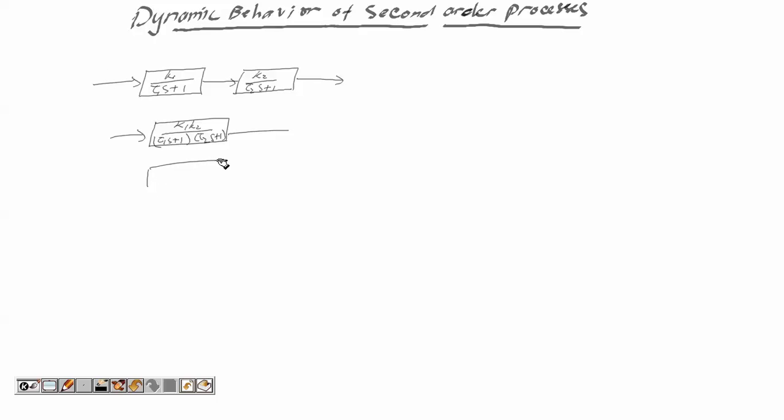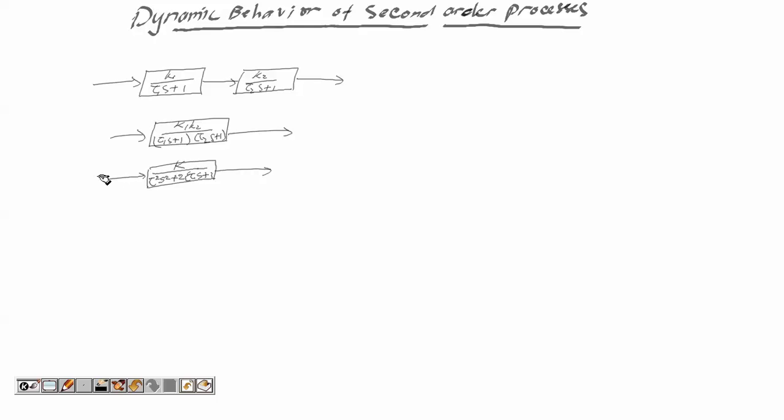So the general or standard form of second order system is K over tau square s square plus 2 zeta tau s plus 1. So this is the standard form of second order processes.